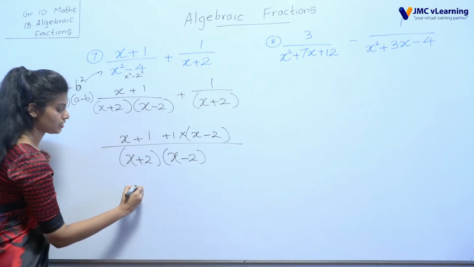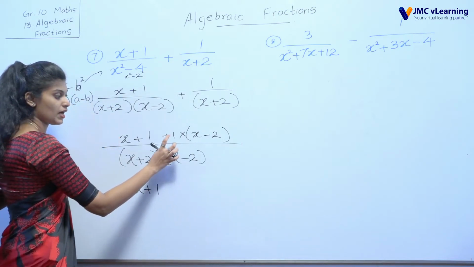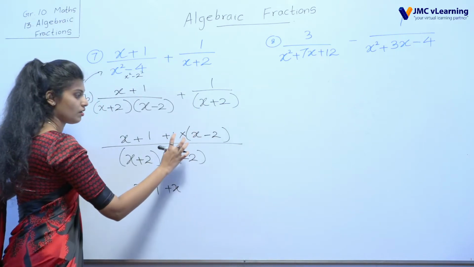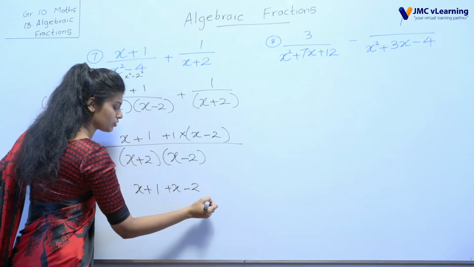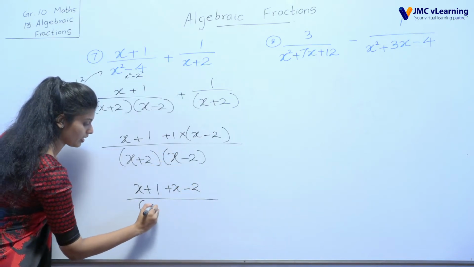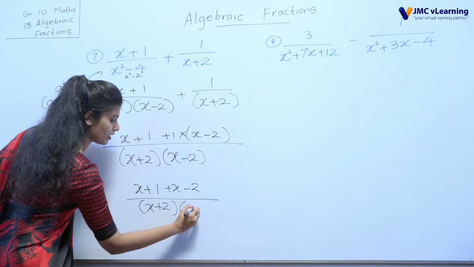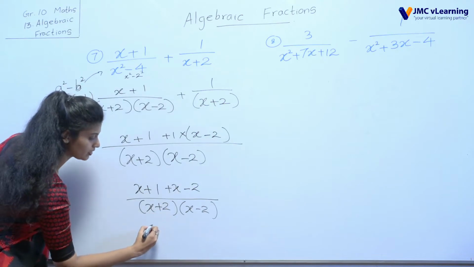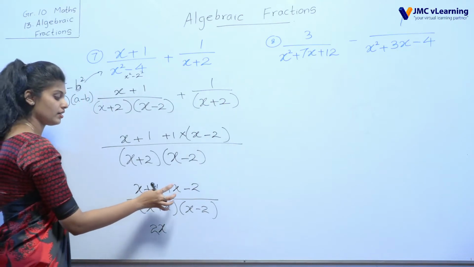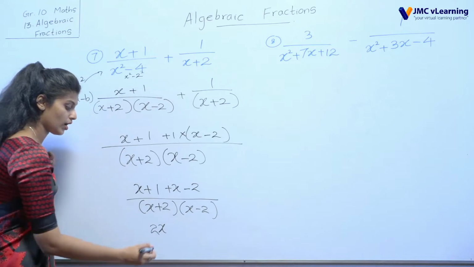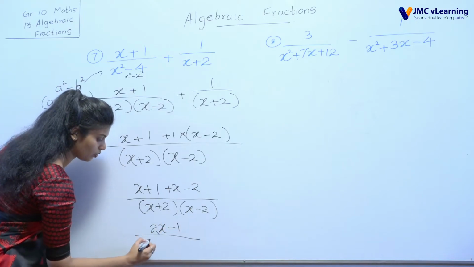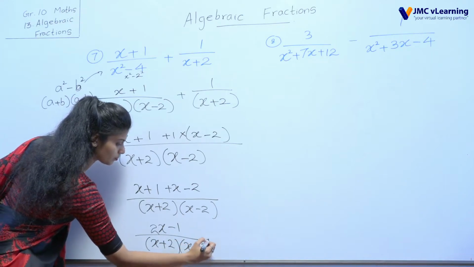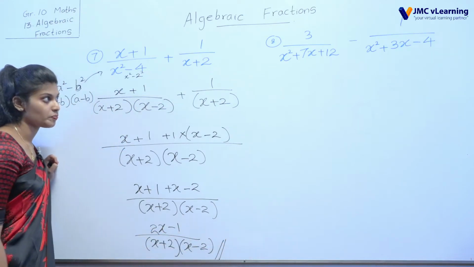Simplify, x plus 1 multiply by 1. 1 into x, 1 into minus 2 over x plus 2, x minus 2. Then x add x, 2x. 1 add minus 2, answer is minus 1 over x plus 2, x minus 2. This is the final answer.